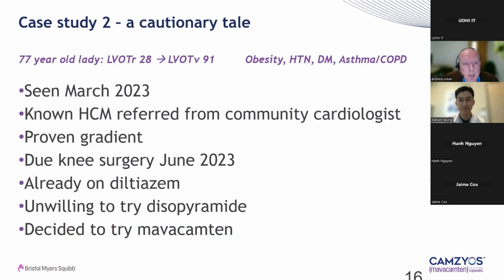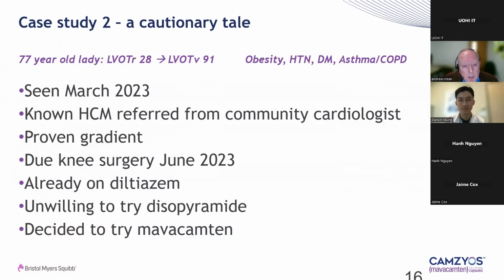So that's a success story. So I have to balance that with a cautionary tale. Here is a cautionary tale of a 77-year-old who had a mild gradient at rest, but a Valsalva gradient of 90 odd, and lots of other problems: obesity, hypertension, diabetes, etc.